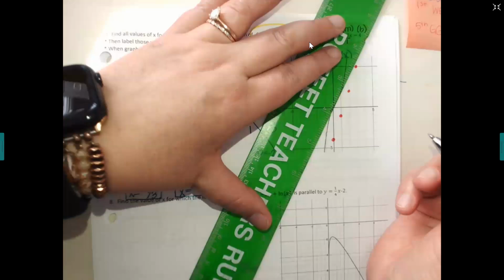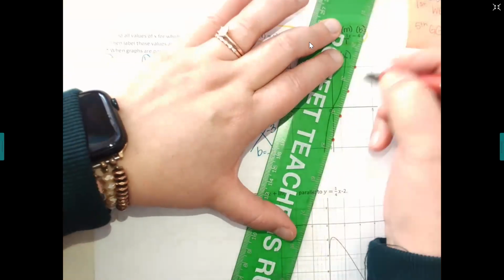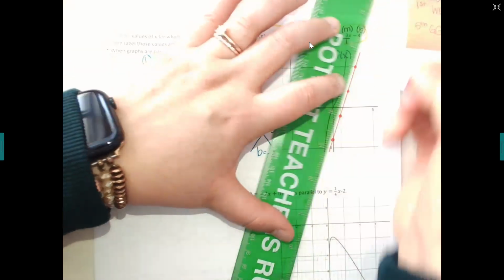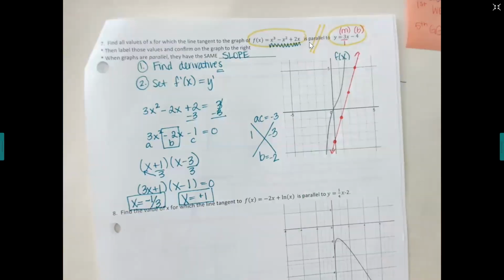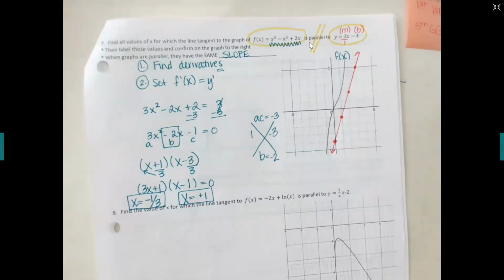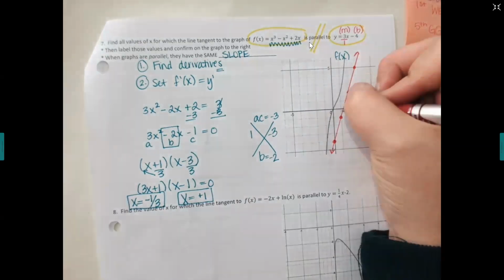And then connect the dots. Okay, there's my straight line. Okay, here's what we just found. The tangent line is going to be parallel to the line you just graphed at these two numbers. Let's start with positive 1. So 1 would be here.